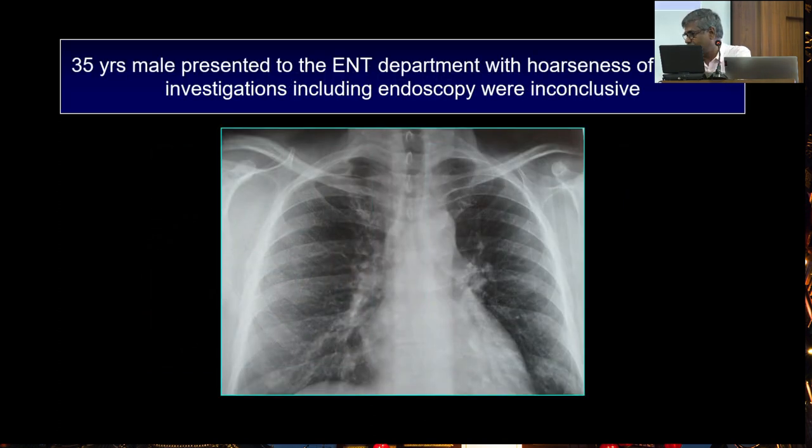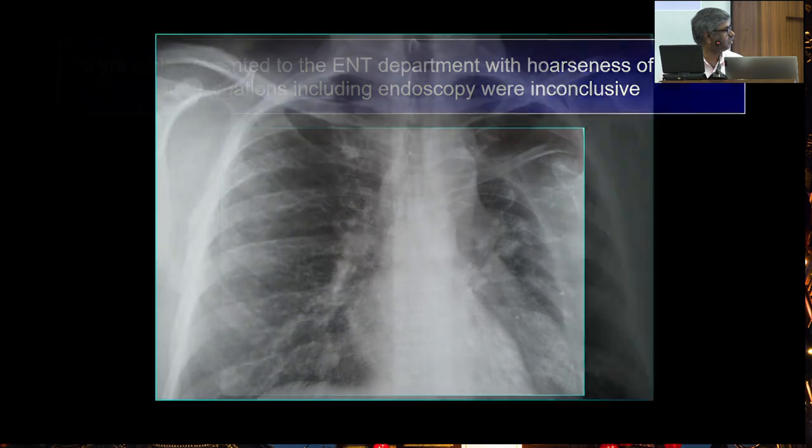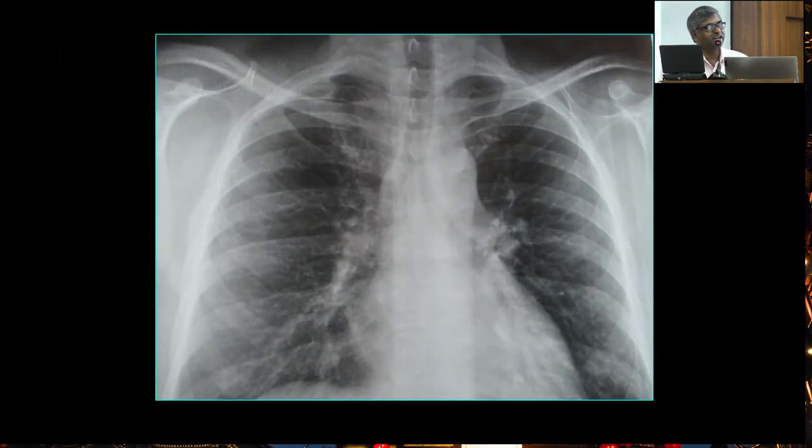I'll start with what the introduction said: you have to be an expert to say the x-ray is normal. This patient, a 35-year-old male, presented to the ENT department with hoarseness of voice. All the investigations, including endoscopy, were done, and it was normal, and the patient was referred because he has a bit of cough. When the patient came to my OP, I saw this x-ray, and I added only one investigation, and the diagnosis was there. Any clue? I don't have time to teach you how to read an x-ray, but if you look carefully, it looks absolutely normal, but can you see there is a small cavitary lesion there? I did the sputum for CBNAAT. It was positive, and the patient was diagnosed as tuberculosis. It was tuberculous laryngitis by which the patient had hoarseness of voice.